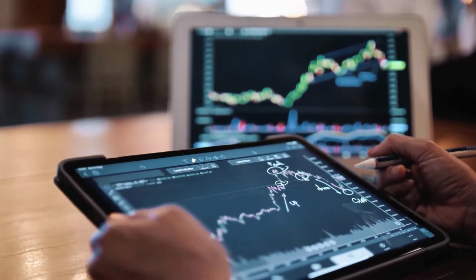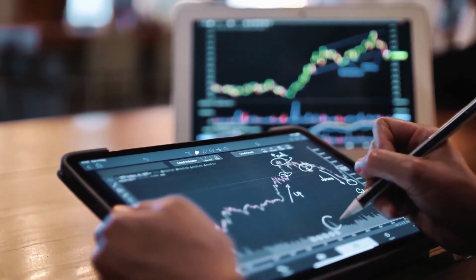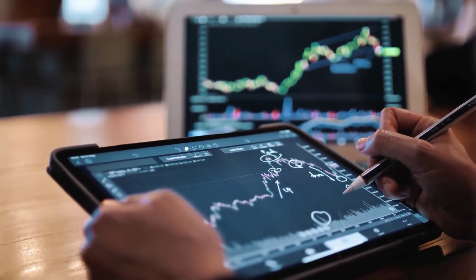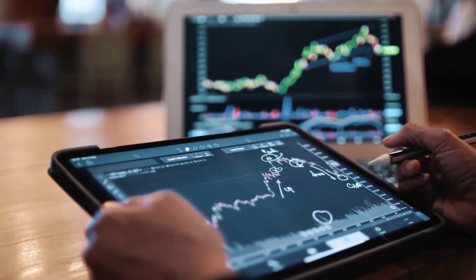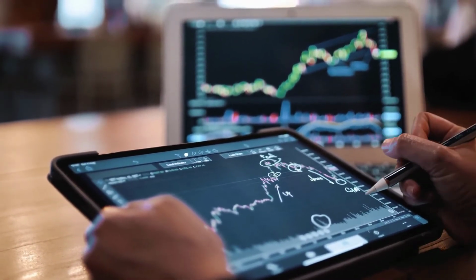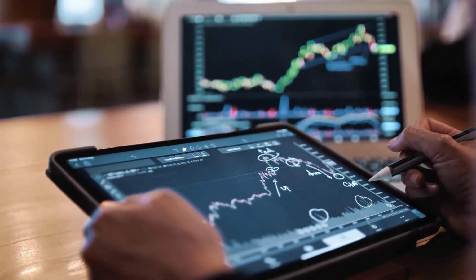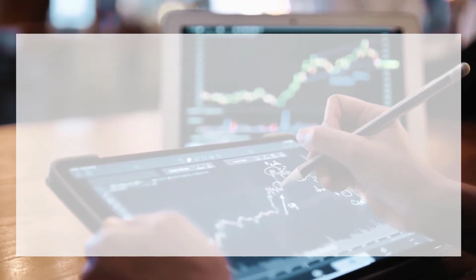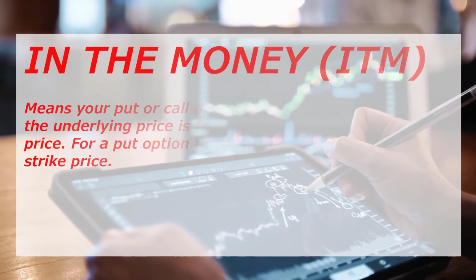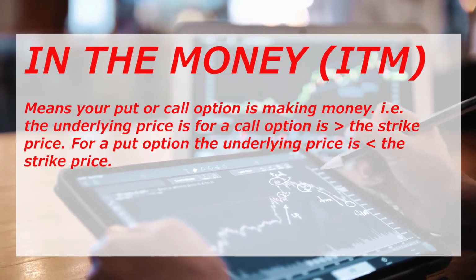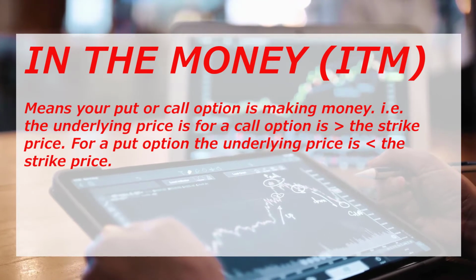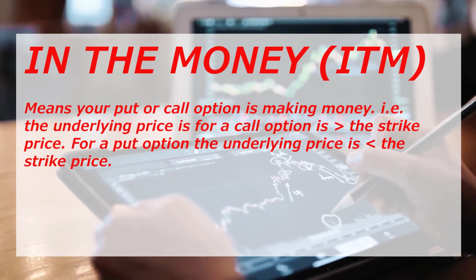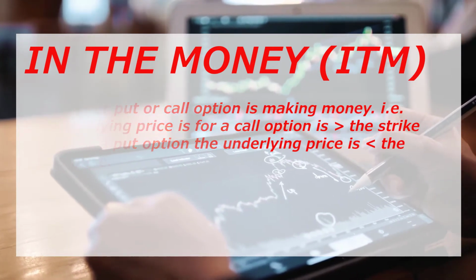Now if we take those last two concepts a bit further, that's the expiration date and the strike price. So when the option contract ends and you need to have been making money before this point to realize any benefit out of the options contract, where that price sits relative to the strike price has three names. The first one's in the money, which means your put or call option is making money, i.e. the underlying price for a call option is greater than the strike price, and for a put option the underlying price is less than the strike price.